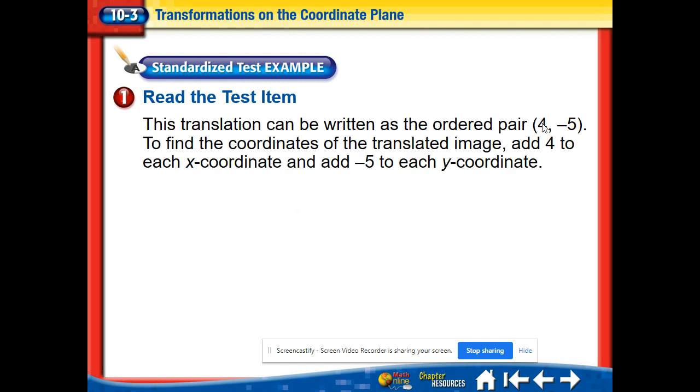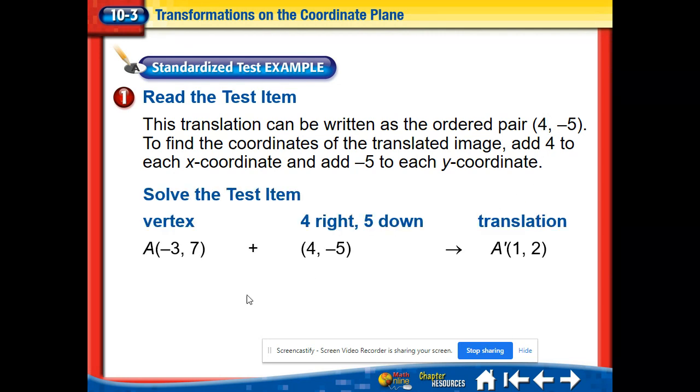So this translation is +4 in the x and -5 in the y, because we're going down, so that's why it's negative, and we're going to the right, that's why it's positive. So what we're going to do is take our A value, -3, 7, and add 4 to the x, so -3 plus 4 is 1, and 7 plus -5 is 2. Notice the symbol here, the little accent mark, that means that this is what the translation is. It's not the original value, it's what it is after we've gone 4 right and 5 down.